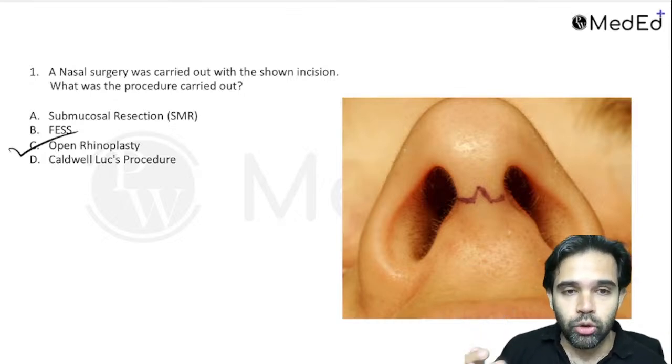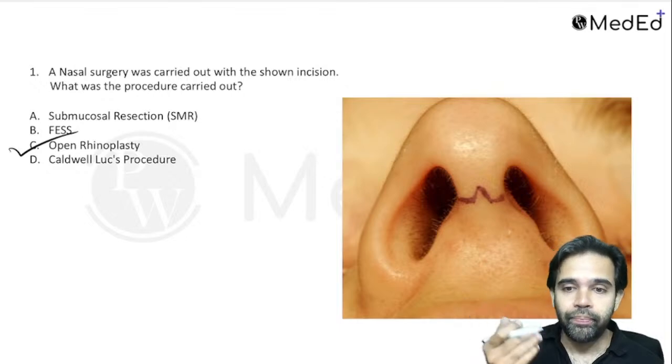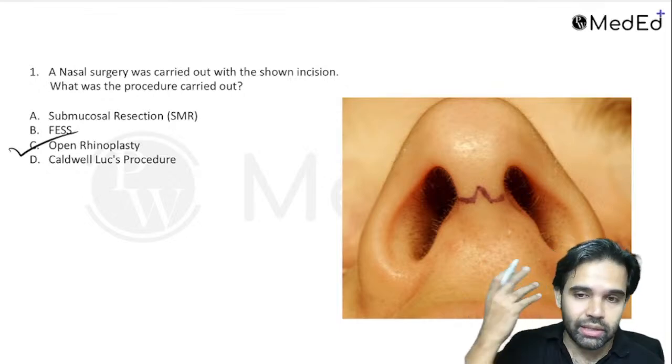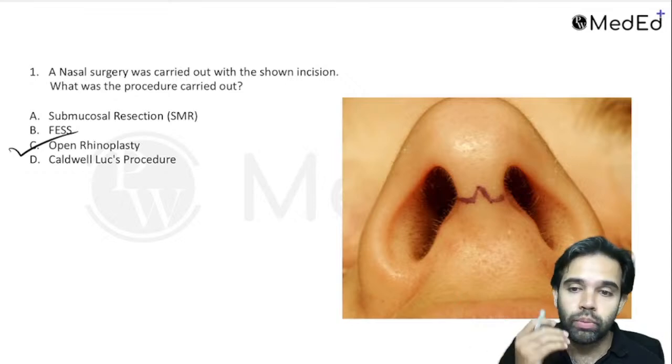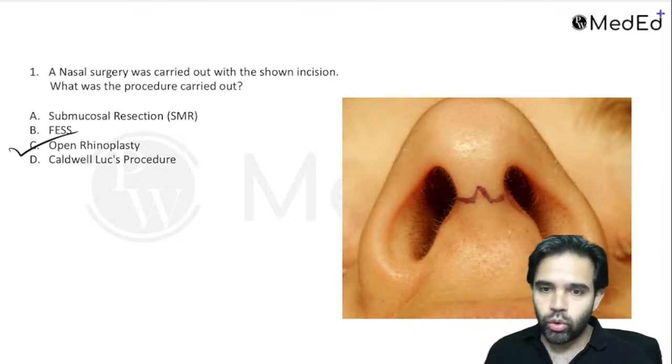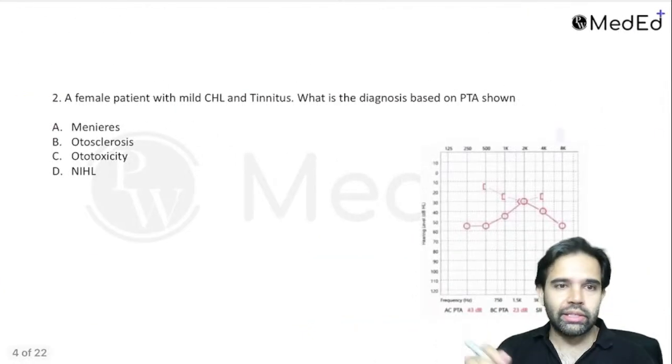Okay. Submucosal resection is inside, a deeper incision, Freer's incision. FESS has no incision. Caldwell-Luc procedure has an incision inside the lip, which is a very outdated procedure. So this is open rhinoplasty, no confusion, very straightforward.